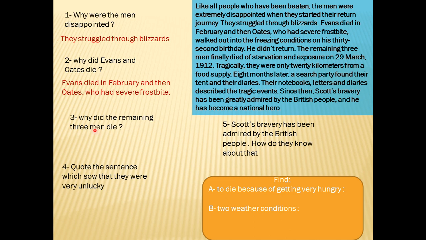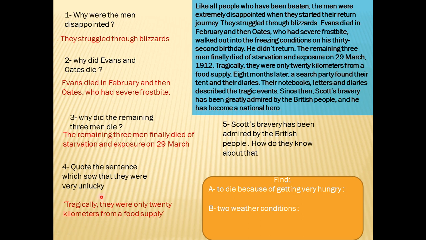Why did the remaining three men die? Yes, we know here they died also because of starvation and exposure on 29 March. Quote the sentence which showed that they were very, very unlucky. Yes, the sentence is: tragically, they were only 20 kilometers from the food supply.